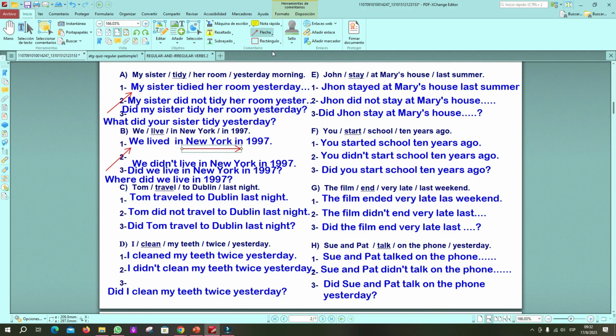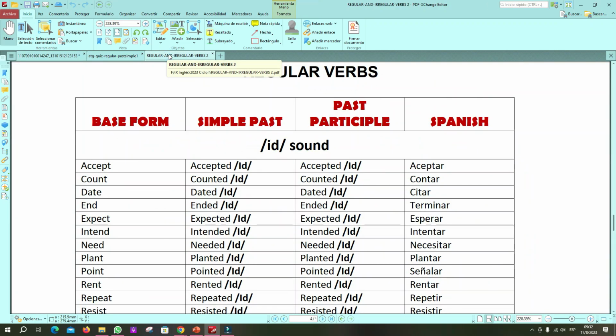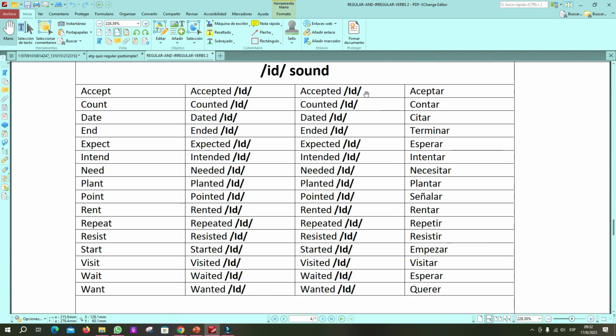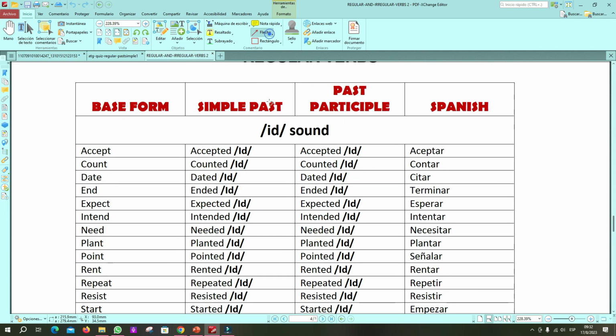Excellent. That's great. So I want to show you the list of verbs, guys, before continuing practicing those exercises. Here you have these. Vean. Esta lista se la voy a enviar para que ustedes la practiquen. Acá tenemos los verbos regulares, obviamente los más comunes, hay muchos, pero estos serían los más comunes. Vean los que tienen la pronunciación del ed sound acá.